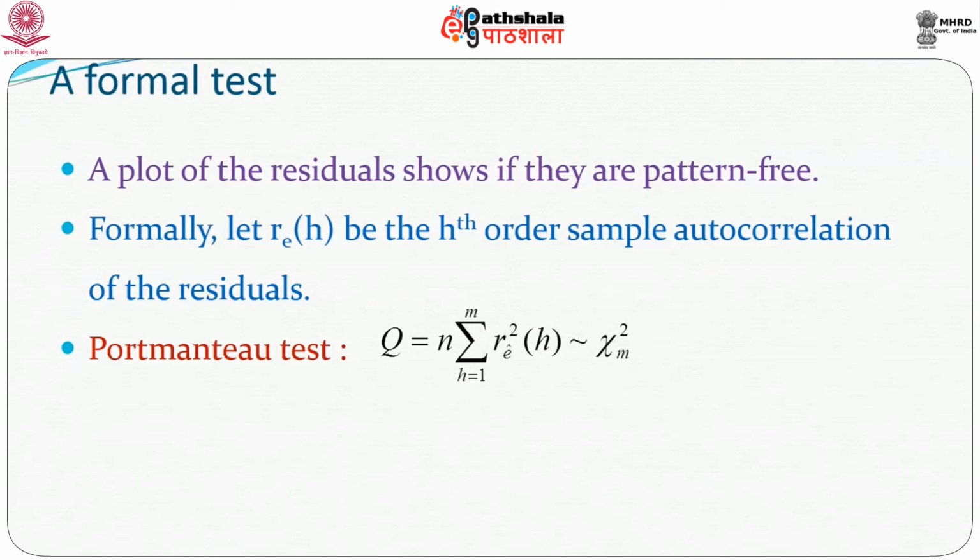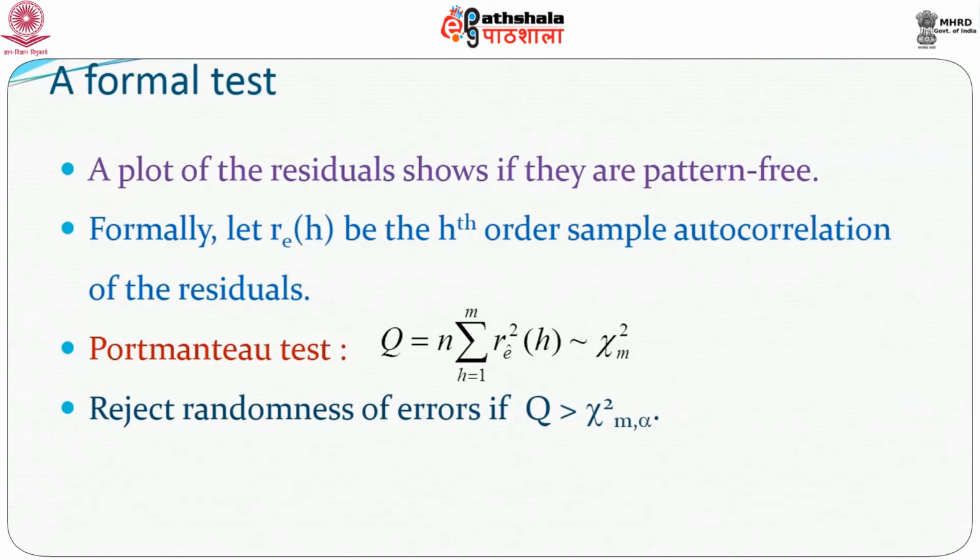And now we base the portmanteau test on this r_e(h). So the portmanteau test comes out to be Q = N times the summation from h = 1 to m of r_e-hat squared of h, and we know that this is chi-square with m degrees of freedom, where m is sufficiently large, because as h becomes very large, r_e(h) becomes very small, and hence we can neglect the higher values. So, choosing m suitably large, we can do the portmanteau test and reject randomness of errors if Q is greater than the tabulated value of chi-square m, alpha.